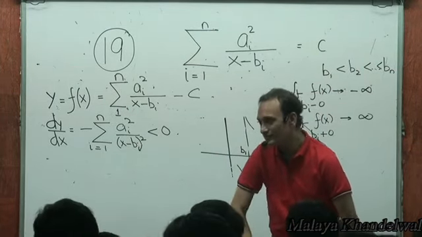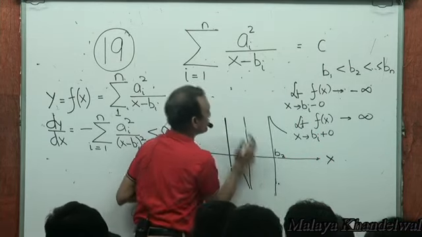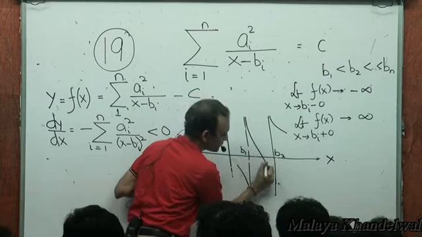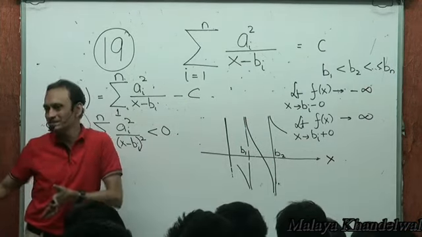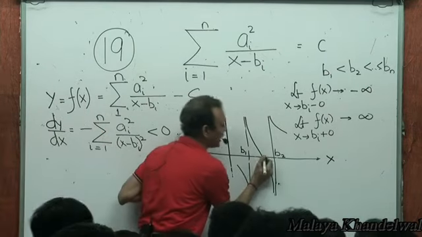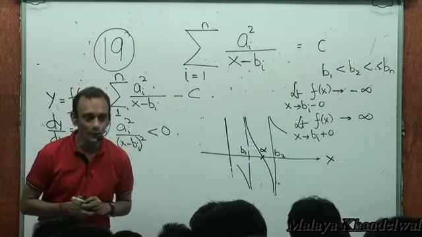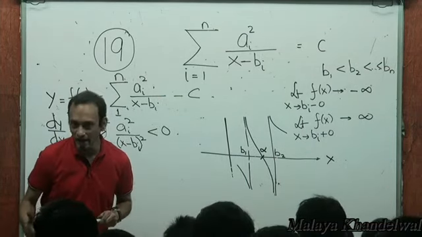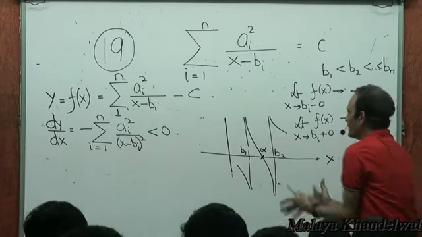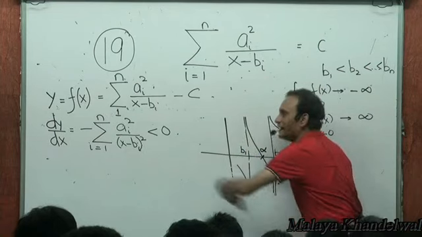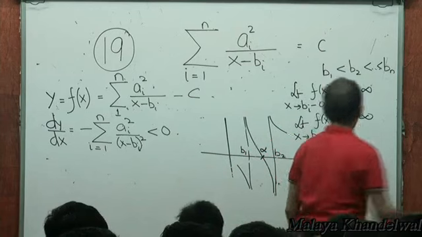Yes or no? Right? Therefore, if it monotonically decreases from b1 to b2, you would expect it to be like this between b1 and b2. Similarly, between b2 and b3, similarly between b3 and b4, that means between any two consecutive bs, it'll have a root alpha. Yes or no? What do you say? Right? Now, let me formally trace the graph. Between any two consecutive bi's, it's monotonically decreasing. Why? Because dy/dx is negative.